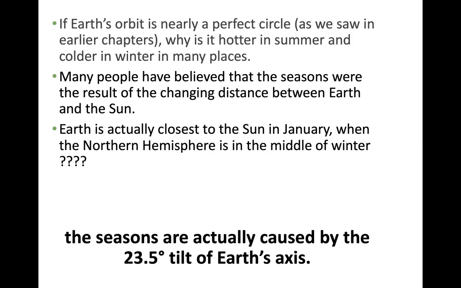You know that when Earth moves around the sun in this elliptical path, there are two points where Earth is very close to the sun, and the other two ends are far away from the sun. Because of that, some people believe that the seasons occur because of these changing distances between Earth and the sun.